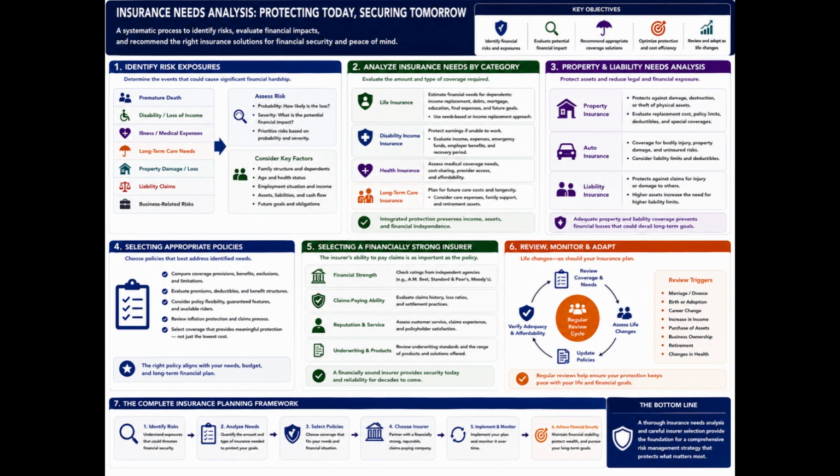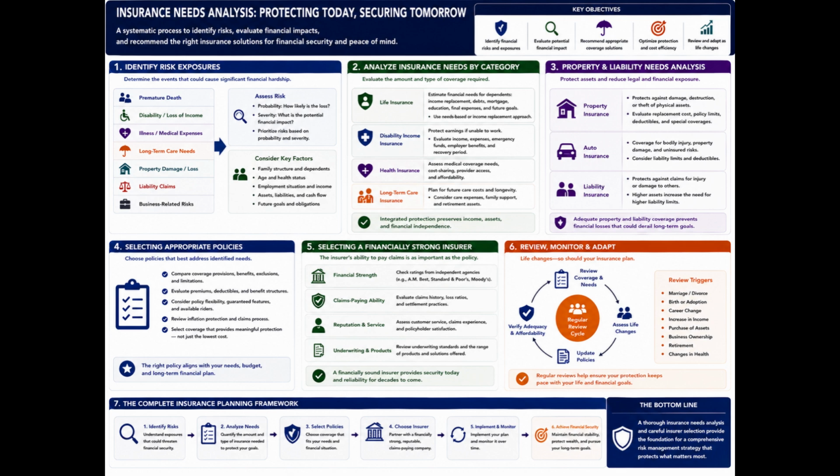Financial planners evaluate insurers based on financial strength, claims paying ability, reputation, customer service, underwriting practices, and product offerings. Independent rating agencies provide assessments of insurer financial stability and can assist in evaluating an insurer's long-term capacity to meet contractual commitments. Since many insurance products remain in force for decades, selecting a financially sound company is essential.